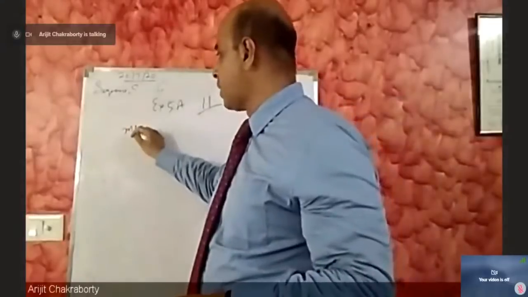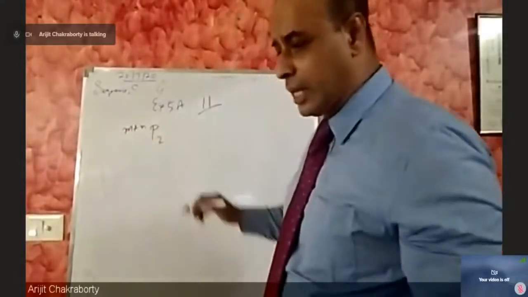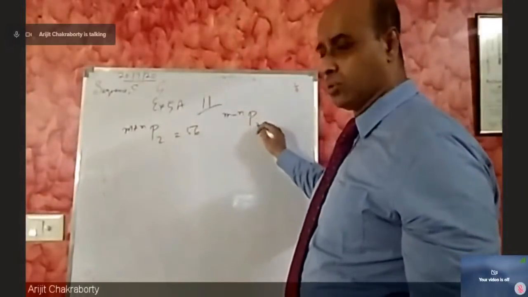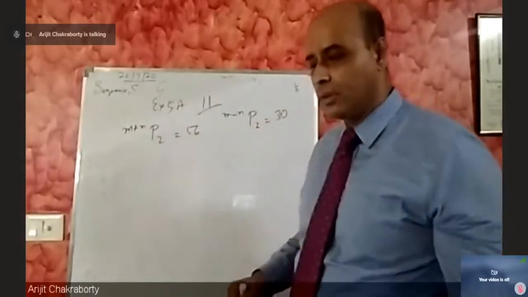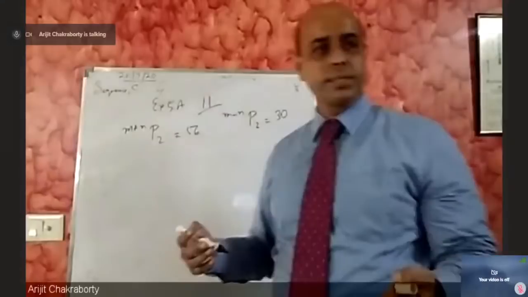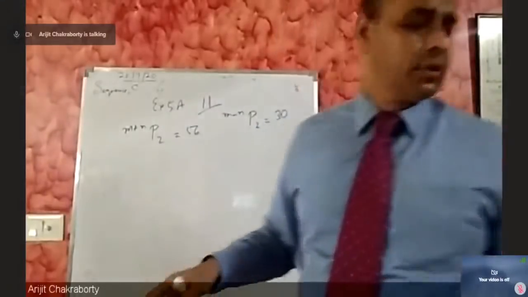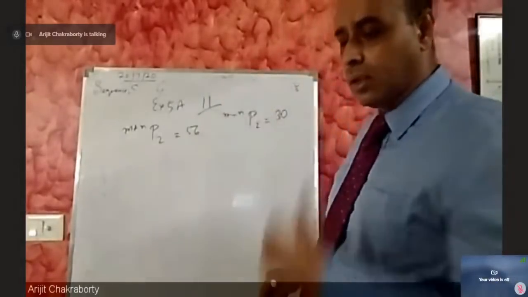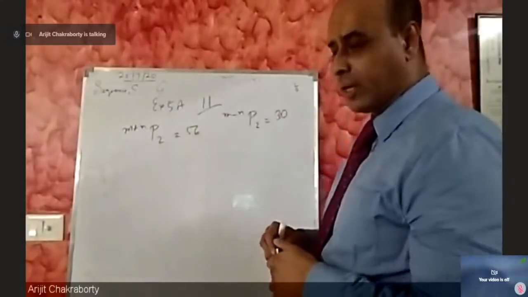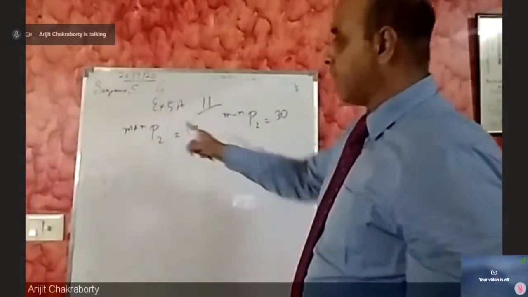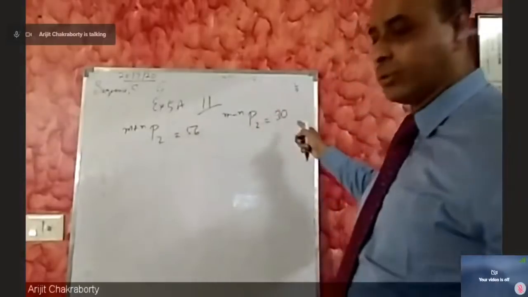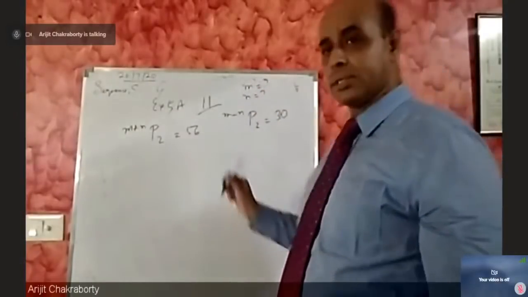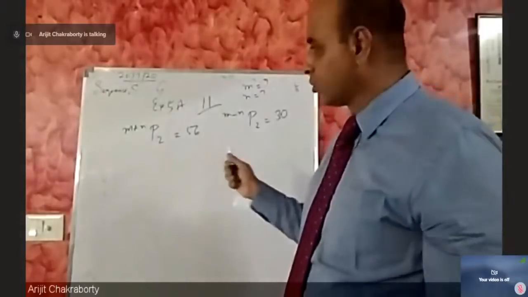Please note the problem. (M+N)P2 is equal to 56. (M−N)P2 is equal to 30. So what to do? (M+N)P2 equals 56 and (M−N)P2 equals 30. We have to find out the value of M and N, right? So let us try and see. We don't know the values of M and N. This is a little bit challenging, so we are doing it.